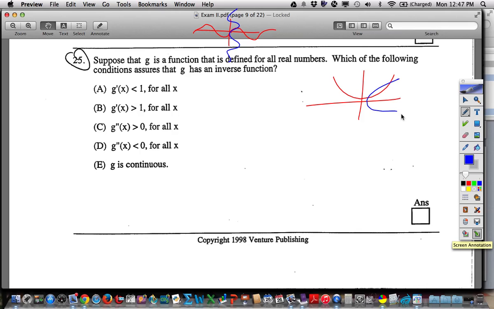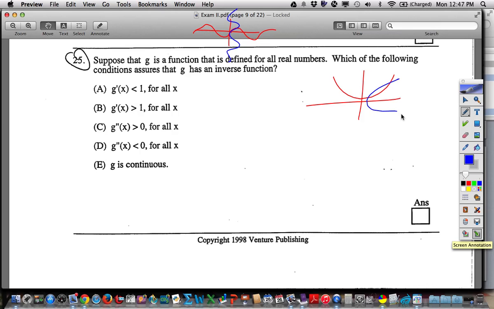Let's just go through these real quick. What does G double prime greater than 0 mean? Concave up, always concave up. Well, we saw that's not a good deal. This would be always concave down. That's not a good deal. And just being continuous doesn't tell you anything. This red graph is continuous, and that wouldn't be good. So it's B.